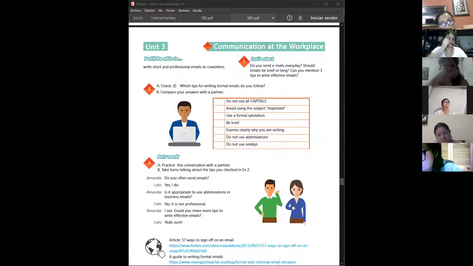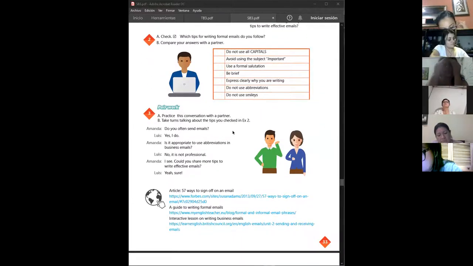On this page, we have this part. We're going to work in pairs. In this case, we're going to practice the conversation, and then we're going to take turns talking about the tips you checked in exercise number two. For example, this is a conversation between Amanda and Luis. Do you often send emails? Yes, I do. Is it appropriate to use abbreviation in business emails? No, it's not. It's not professional. I see. Could you share more tips to write effective emails? Yeah, sure. Okay, so let's practice this.